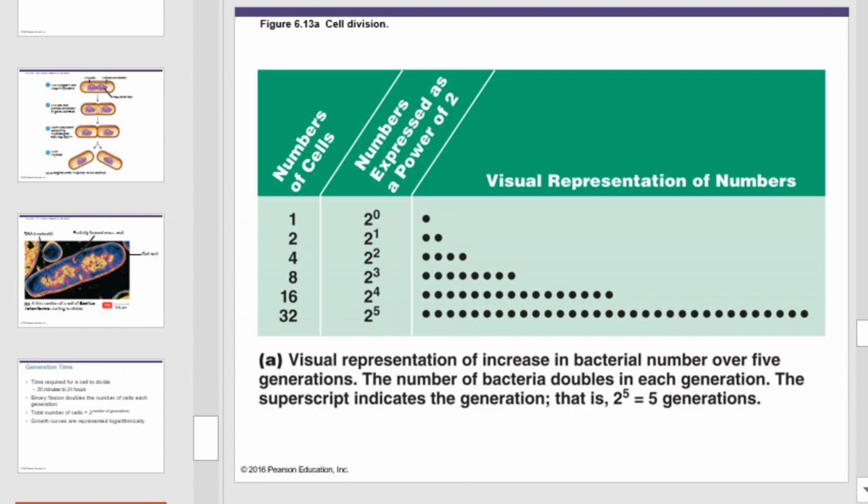To kind of get an idea of what it looks like visually, you can look at this table. As you look at this table, you can see that you're going to start off with one cell that eventually is going to go through 5 generations of reproduction, and after 5 generations of reproduction, there will be 32 cells.